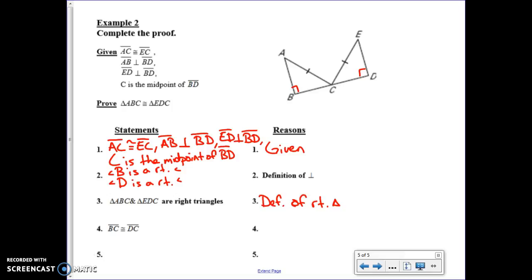Okay, the next one says BC is congruent to DC. There's nothing in the picture that I would notice there, but I do see from my given statements that I haven't used that C is the midpoint of BD. If C is the midpoint of BD, then by definition those two segments are congruent to each other. So our reason here is the definition of midpoint.